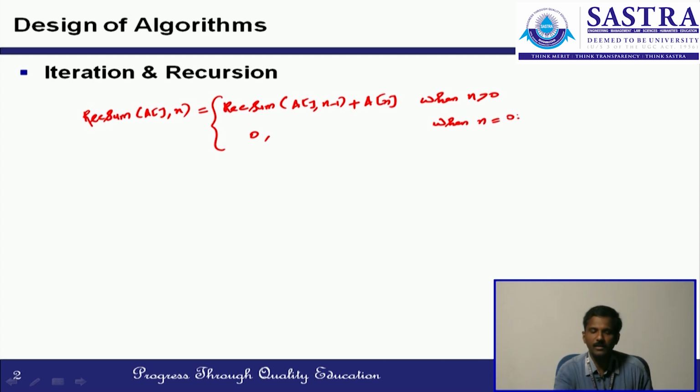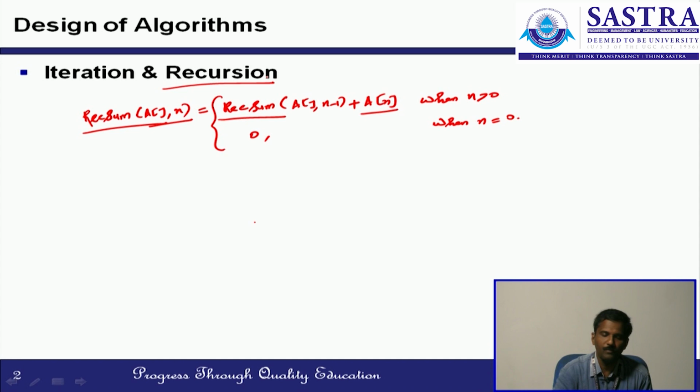We have separated the nth element in the first call. Recursive sum of a comma n is equal to recursive sum of a comma n minus 1. Same function name appears in the right hand side. So this is said to be a recursion. A of n is separated. This is the case when n is greater than 0, and when n is equal to 0, what happens? We need to terminate the recursion. To terminate a recursion, we have returned a value 0. 0 is to be returned.